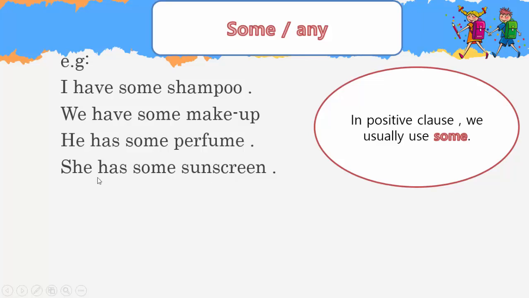We use has with he, she, and it. And we use have with I, you, we, and they. So we say I have, we have, you have, they have. But here we have he has, she has, and it has. And after have and after has, we have some. So we use some with a positive clause.